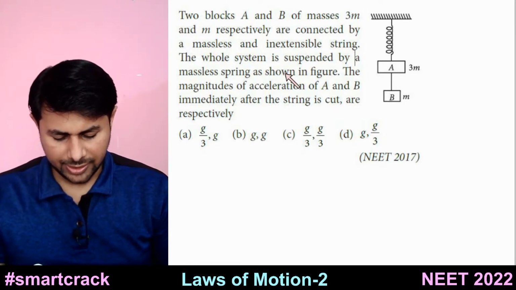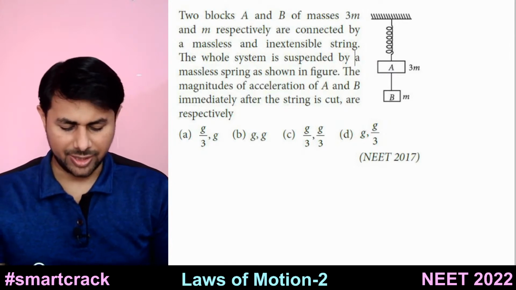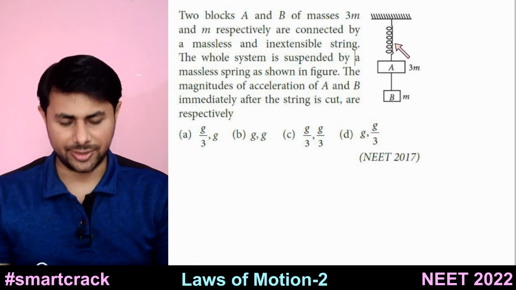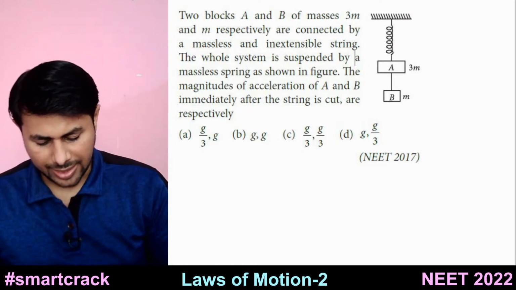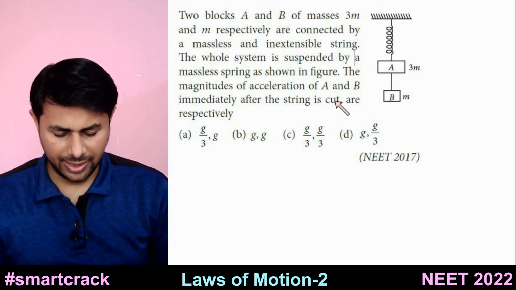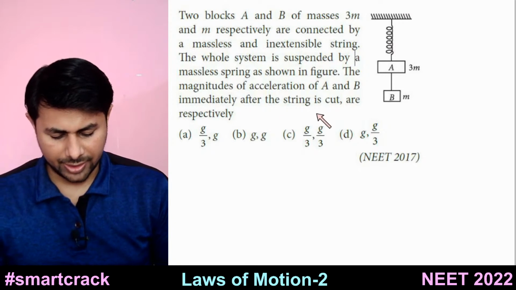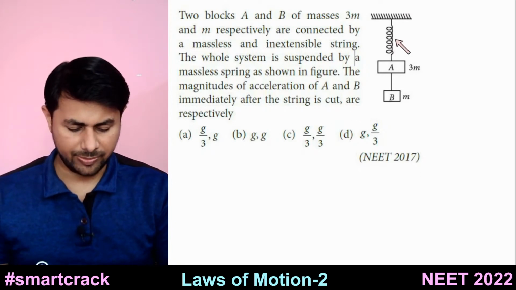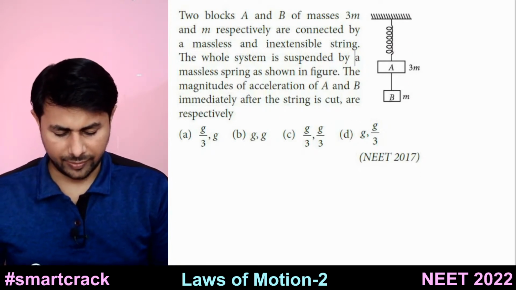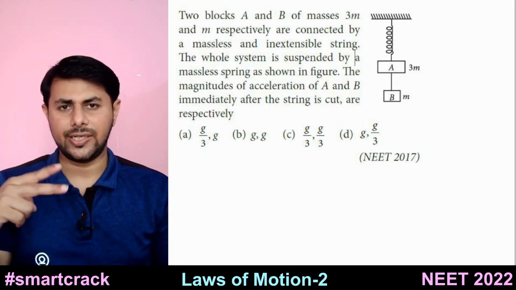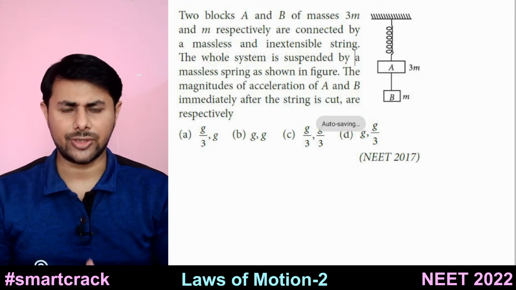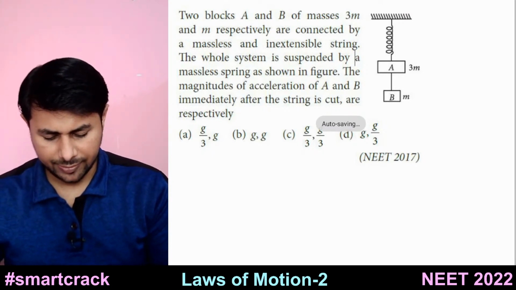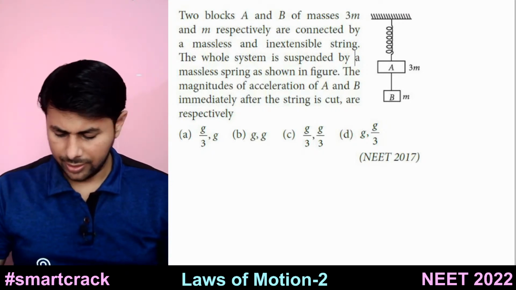The whole system is suspended by a massless spring also. Okay, so now we have spring also, which is shown in the figure. The magnitudes of acceleration of A and B immediately after the string is cut, not spring, we cut the string. Okay, so when the string is cut, what will happen? How much will be the acceleration? This is the question. So let us try to solve this.